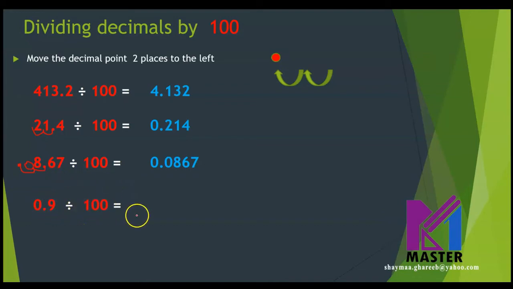0.9 divided by 100. If I want to move the decimal point 2 places to the left, I will find that I only have one place which has this 0. So I will add 1 0 to be able to move it 2 places to the left. Then the number will be 0.009 or 9 thousandths. So as you can see in all these answers, the numbers are smaller because we divide.